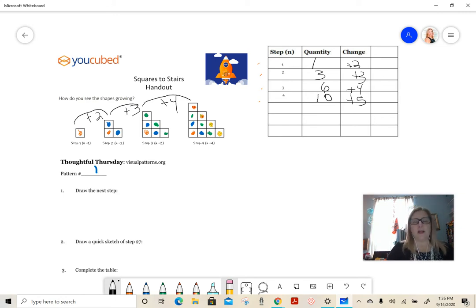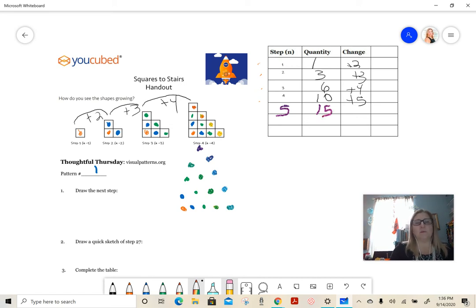So if I use my pattern to draw the next step, so on this one, there's my step 1, here's my step 2, here's my step 3, here's my step 4. I'm going to add 5. So 1, 2, 3, 4, 5. So how many are in step 5? Well, 10 plus 5 is 15.